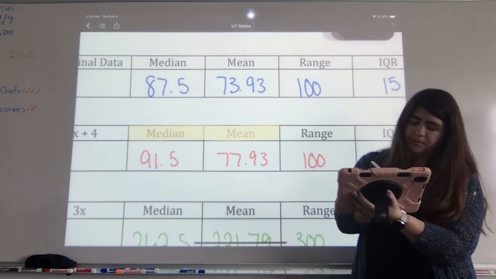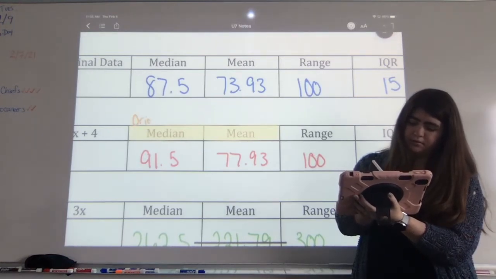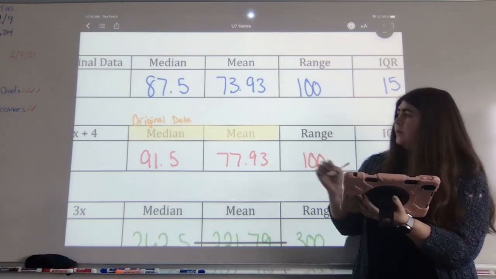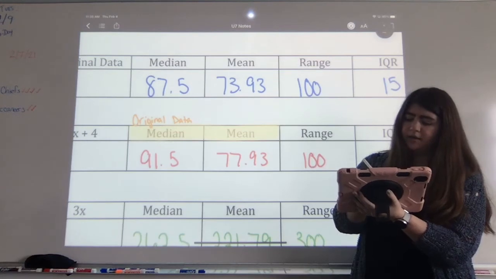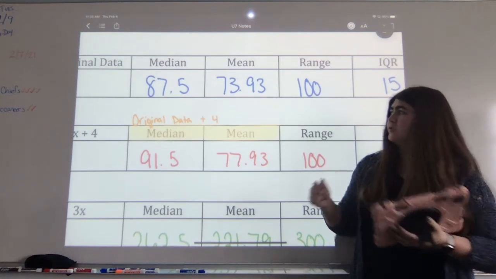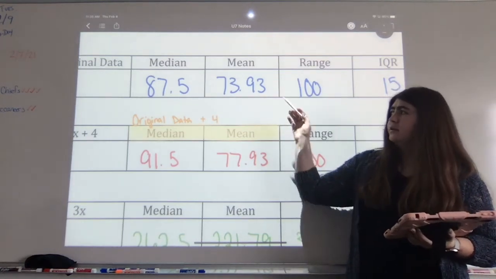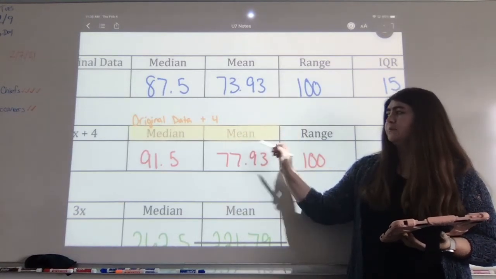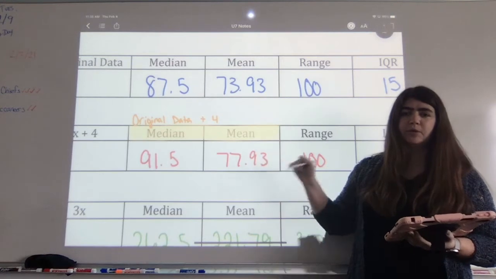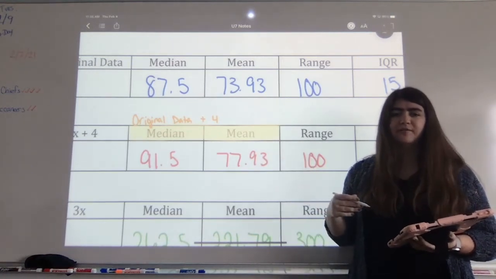So from the original data, or the median and the mean from the original data, you take that number and you add 4. So if you're adding to your data set, then your median and your mean both increase by that same value, but your range, your IQR, and your standard deviation stay the same.